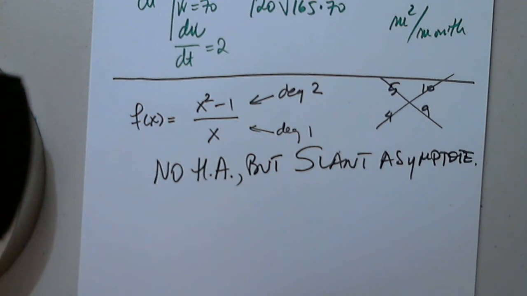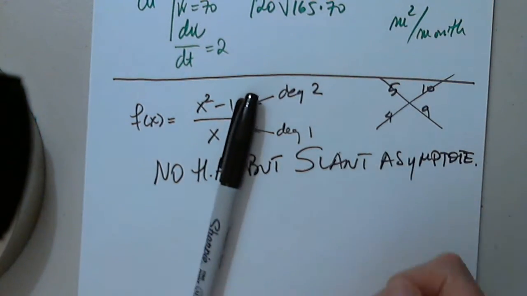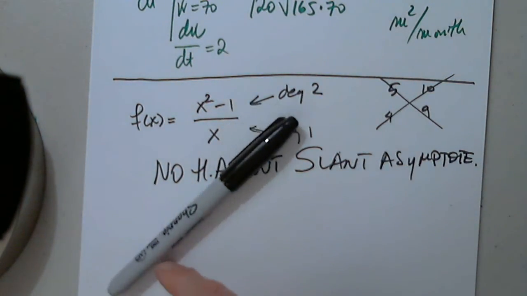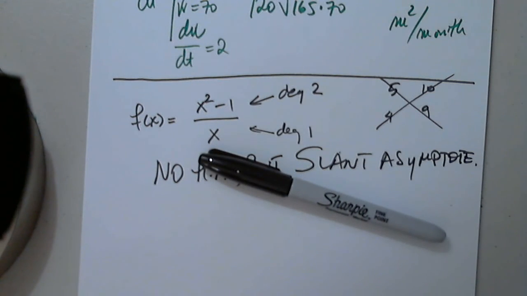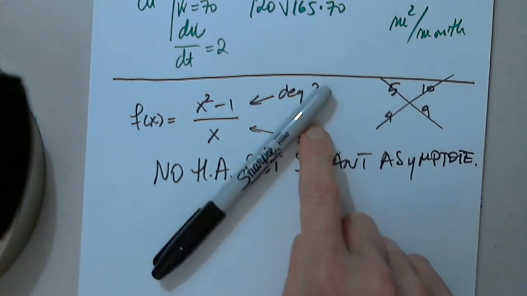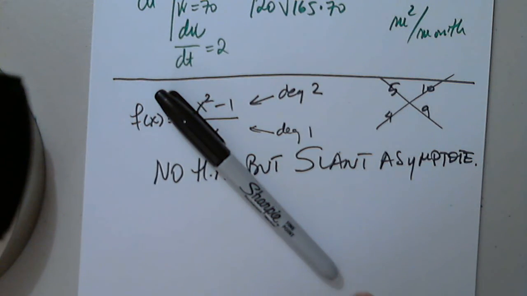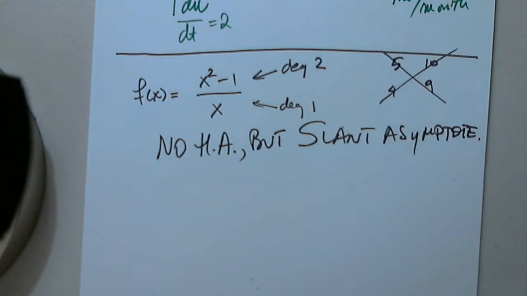What does slant asymptote mean? Okay, this is horizontal, this is vertical, this is slant, or this. It's not vertical, it's not horizontal. It's just a positive slope or a negative slope. Okay, so here's an example.